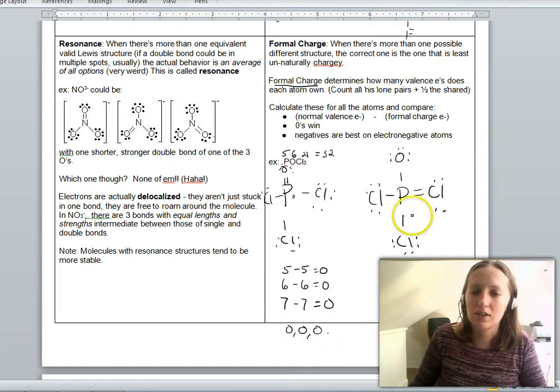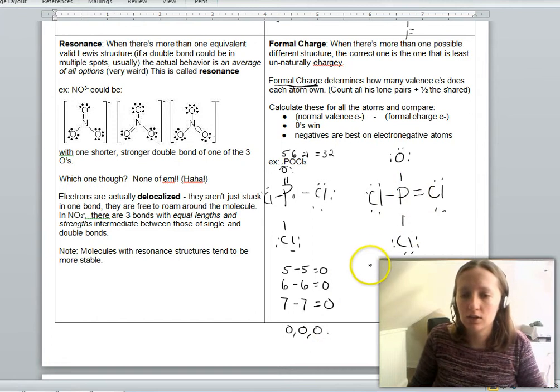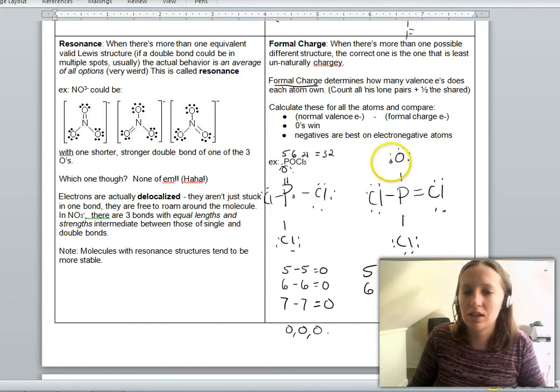All right, let's compare that to this guy. Phosphorus, again, normally has 5. Subtract off what he's got in the bonding, 1, 2, 3, 4, 5. So phosphorus, again, has a score of 0. The oxygen normally has 6. And in this case has got 1, 2, 3, 4, 5, 6, and 7.